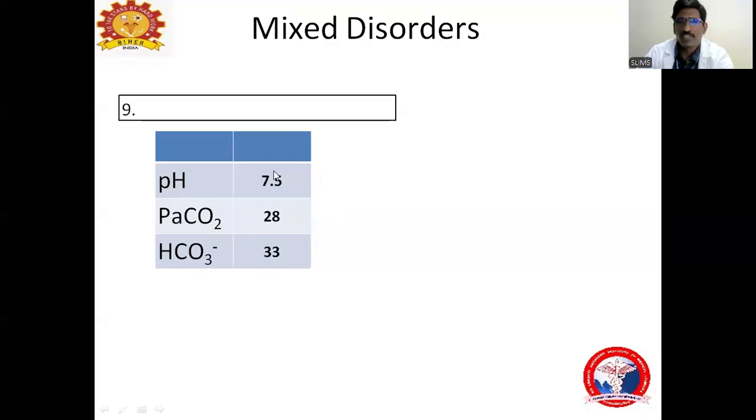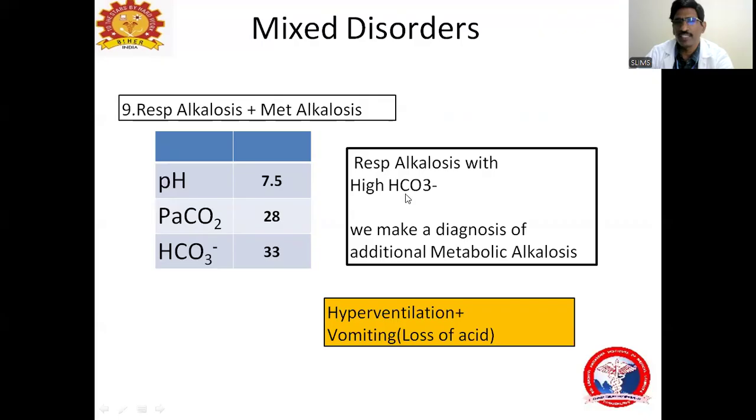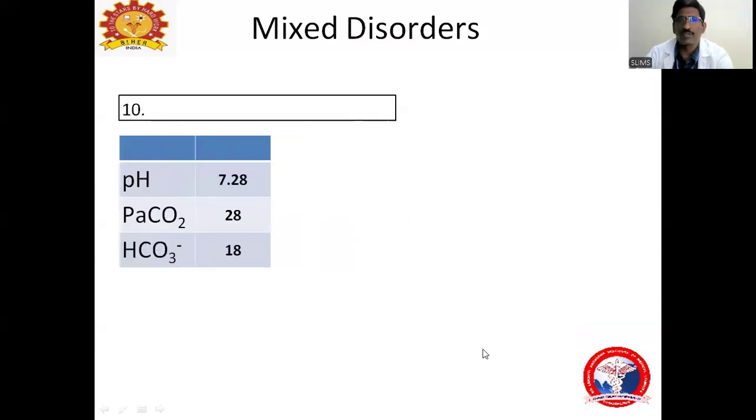Now look at this alkalosis. PaCO2 is 28, bicarbonate is 33. So it looks like respiratory alkalosis. But when you look, the bicarbonate is high. So we expect a low bicarbonate in respiratory alkalosis. So obviously this is a mixed disorder. This gives the picture of respiratory alkalosis and this gives the metabolic alkalosis. There are two alkaloses in this patient. Where will you get this? Hyperventilation plus vomiting. Hyperventilation causes respiratory alkalosis, while vomiting causes loss of acid and metabolic alkalosis.